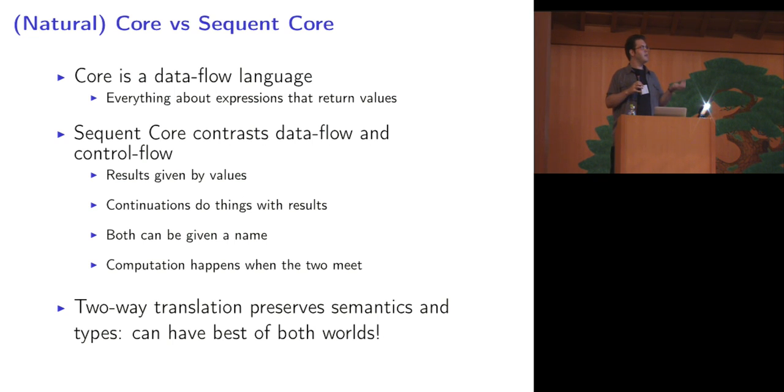And so the point is that you can get a language with both data and control flow, but because you can translate back and forth, you don't ever lose any of the advantages of Core or of the lambda calculus, right? So the two-way translation preserves both semantics and types. When you translate, the types are the same. And so you can really have the best of both worlds in this way. It was also a really important part of the way we implemented this intermediate language.